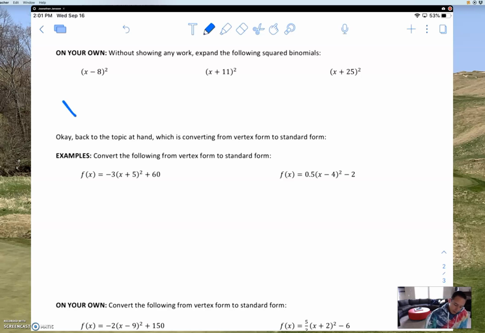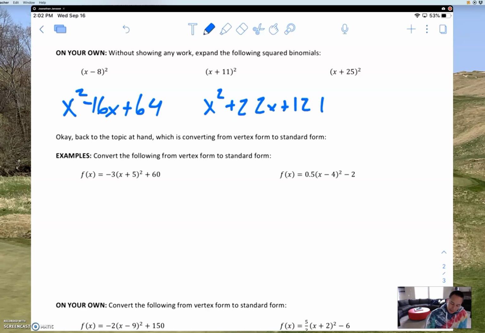All right, hopefully you had x squared minus 16x plus 64, x squared plus 22x plus 121, and x squared plus 50x plus 625.